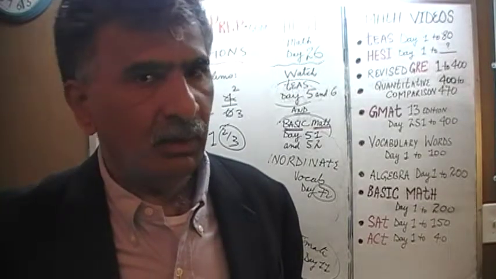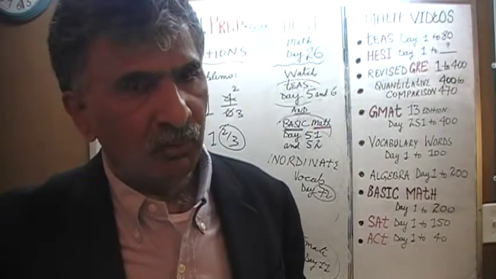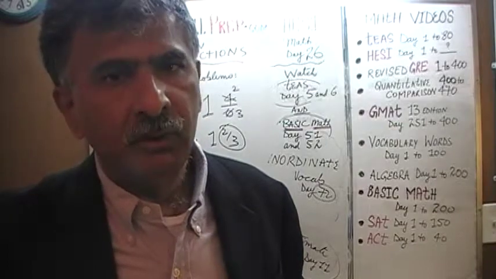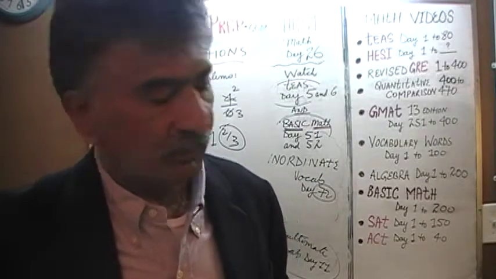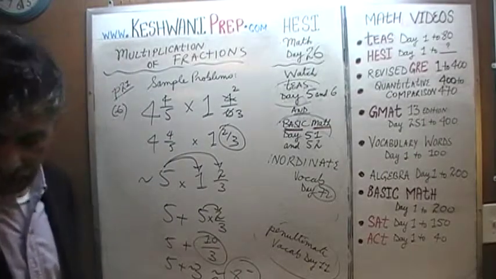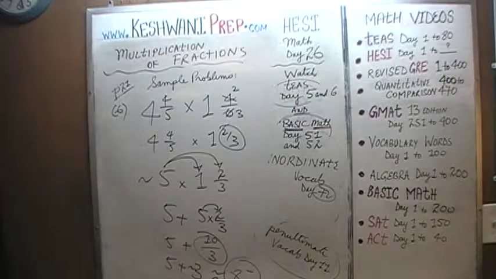Most cases, they do not present to you answer choices in that form. In most cases, there's going to be one answer choice that's going to come close to what you're looking for. We're looking for something around 8. Now let's do out the work and see what we get.